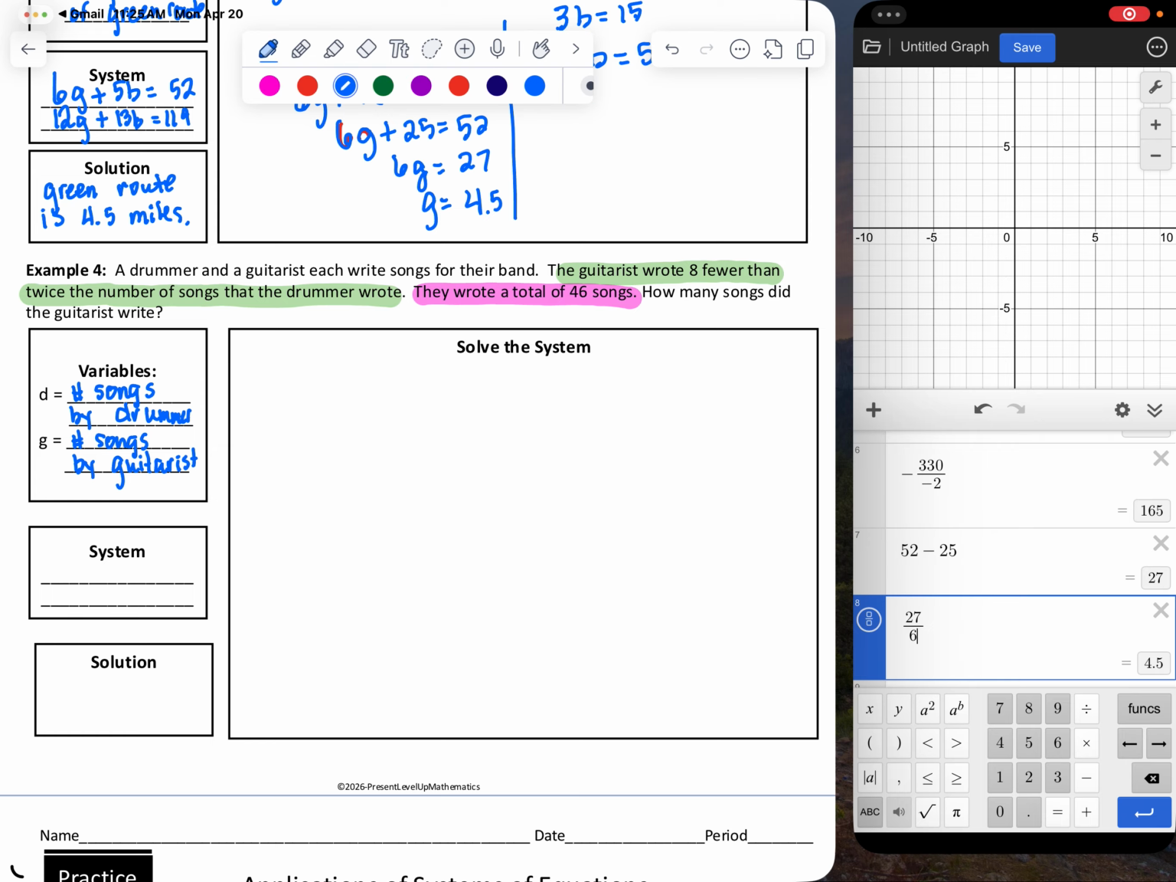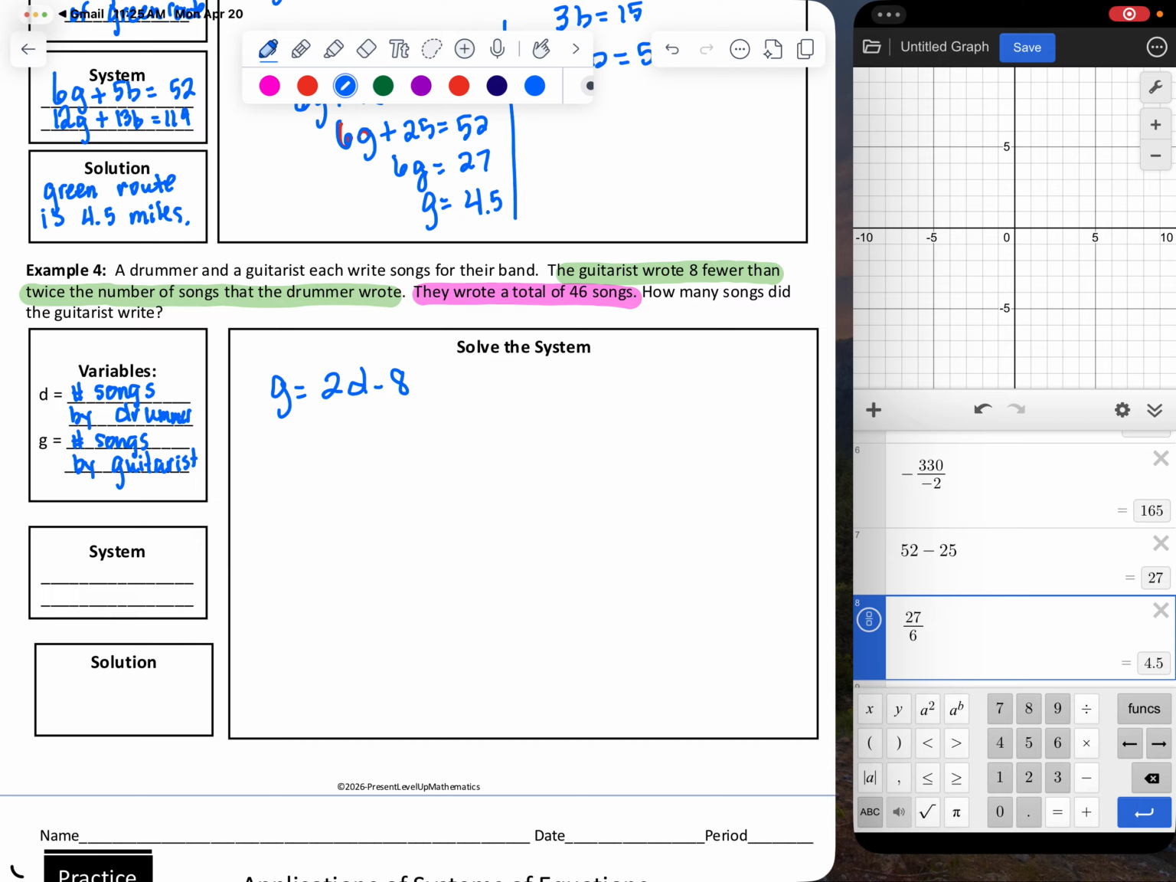So let's start with what's highlighted in green. The guitarist wrote, so they said guitarist first, so I'm going to put G equals 8 fewer than twice the number of songs that the drummer wrote. Now I always put my variable first, so twice the drummer would be 2D, and 8 fewer than that would be minus 8. So there's our first equation.